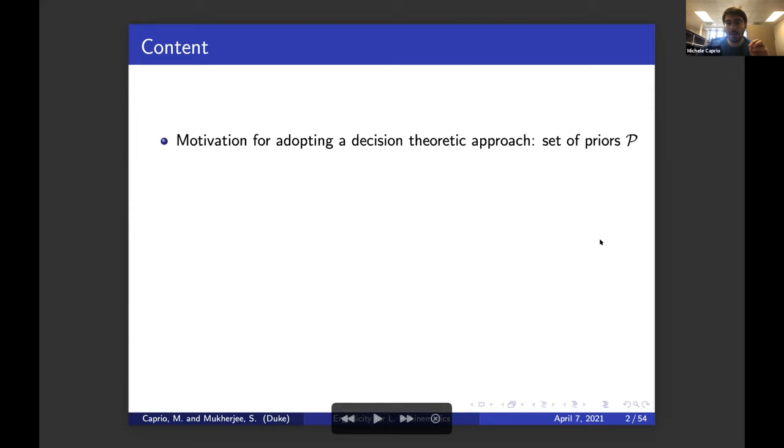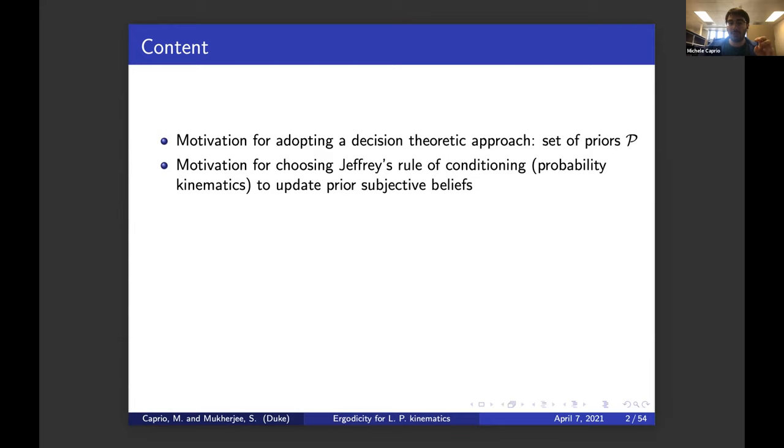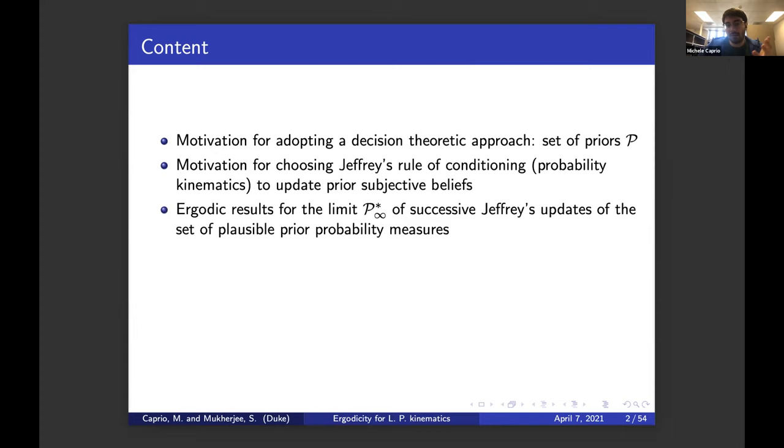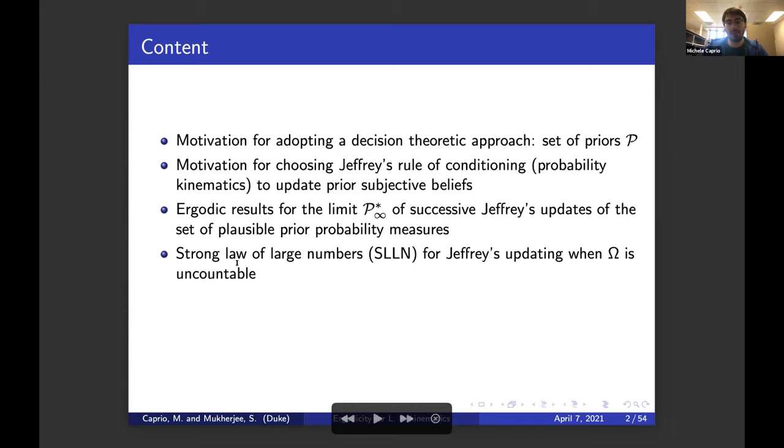Then I'll try to motivate the choice of Jeffrey's rule of conditioning to update prior subjective beliefs, as opposed to, for example, Bayesian updating, which is much more widespread. And then, of course, I'm going to give the main results, which are ergodic results for the limit that I call P star infinity of successive Jeffrey's updates of the set of plausible prior probability measures, which is this calligraphic P right here. I'll also give a strong law of large numbers for Jeffrey's updating when omega is uncountable, which is a corollary to these ergodic results.